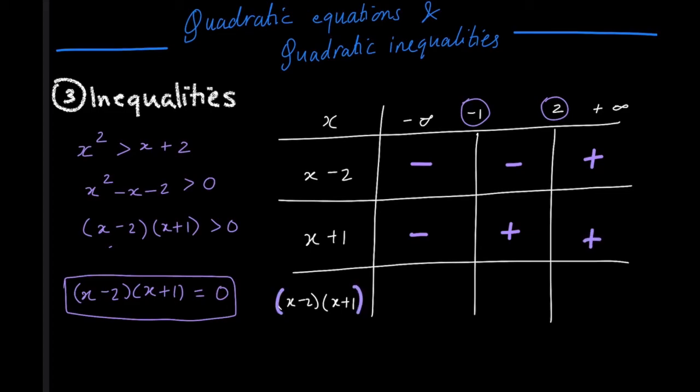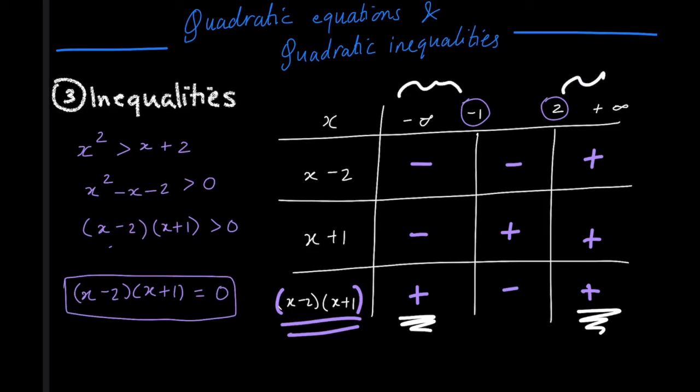So now when we multiply these 2 together, negative, negative makes a positive. Negative, positive makes a negative. 2 positives stay positive. So what we can identify from this is that the inequality is valid from, we know the positive is from here and here. So this is our range. And when the x value is between negative 1 and 2, we get a negative answer, which we can't have as a root.